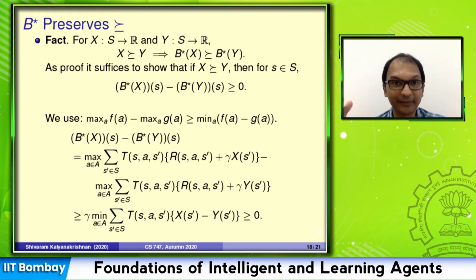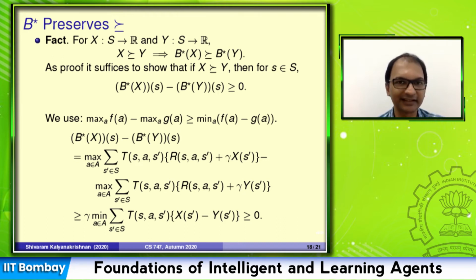Notice that we made the assumption that x was greater than or equal to y, right? So what does that mean? It means for every element s prime, we're going to have x of s prime is greater than or equal to y of s prime. So there's a non-negative quantity over here that's being multiplied by another non-negative quantity, and that's being added up, right?